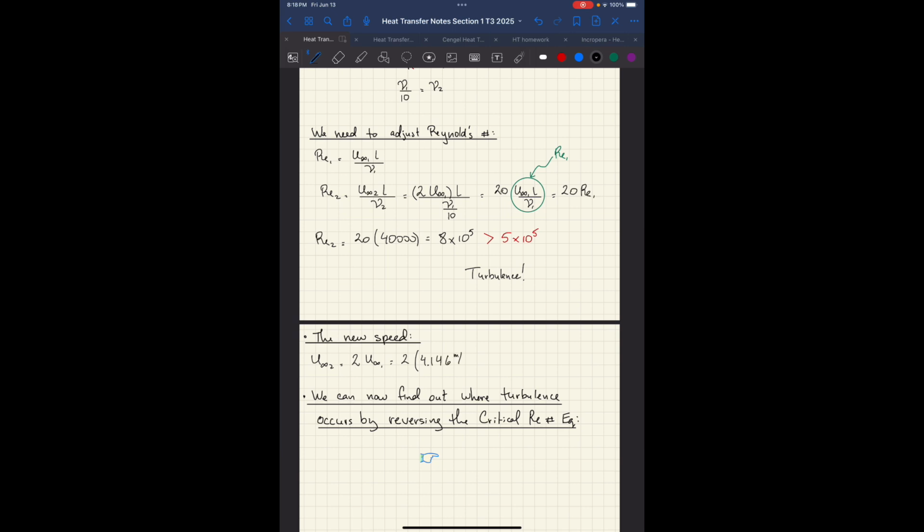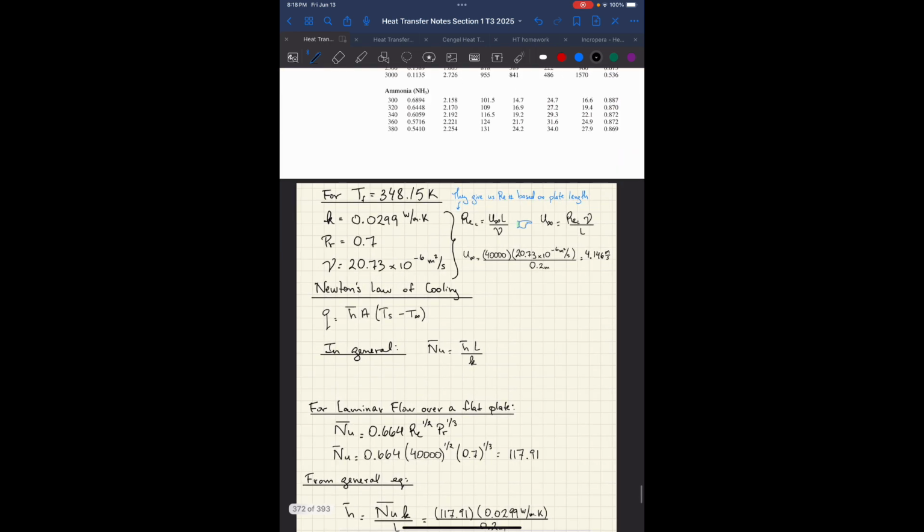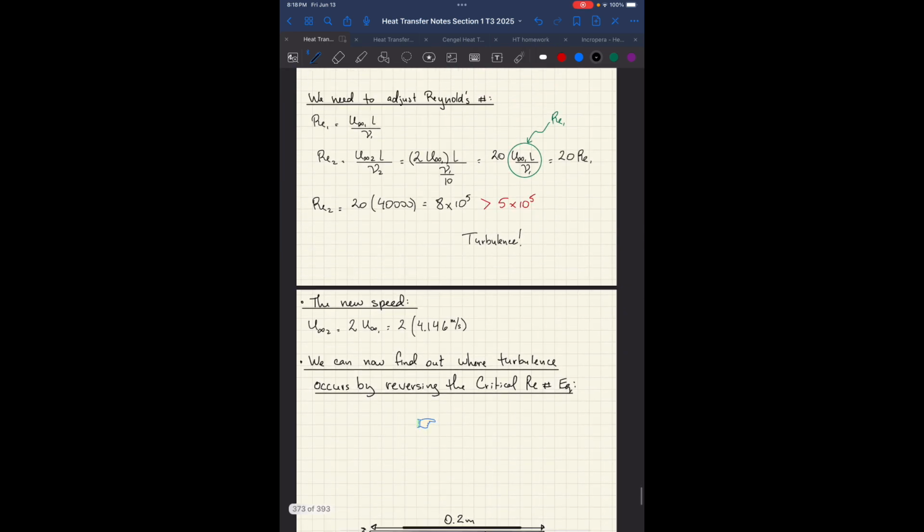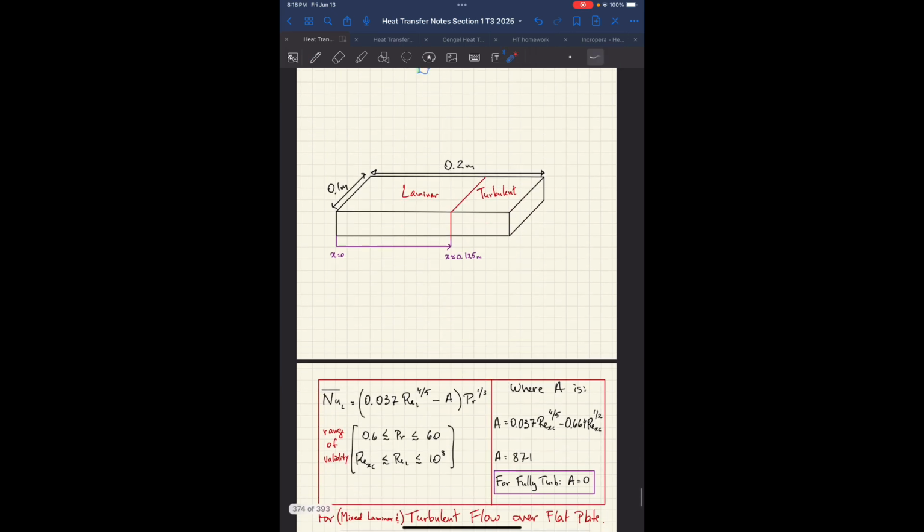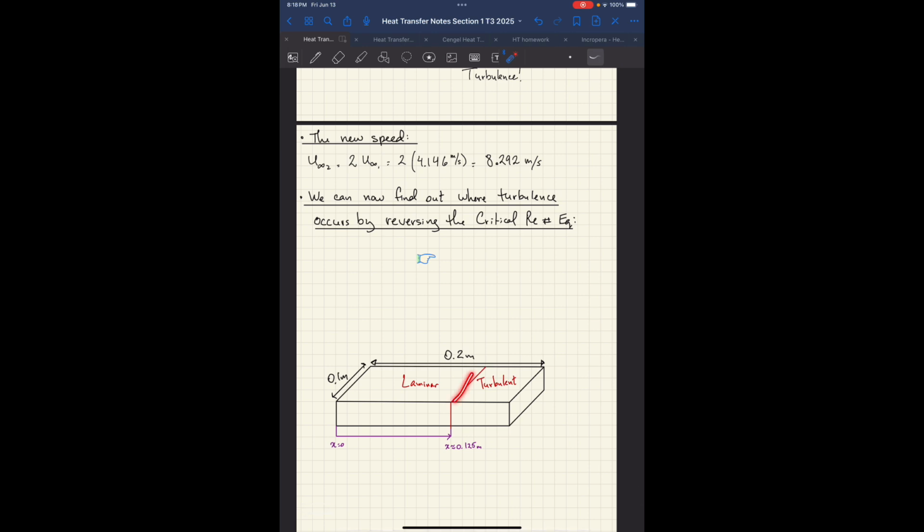4.146 meters per second. Let me just double check. Yes. So the new speed is 8.292 meters per second. That's your new speed. But now we have to find out where the turbulence is happening, because that's also going to affect our equation. I have a picture here. Is the turbulence happening here? Is it happening right at the very end? Is it happening right at the very beginning? All these things make a big difference. So let's see where it happens.